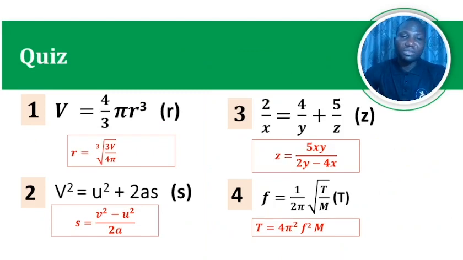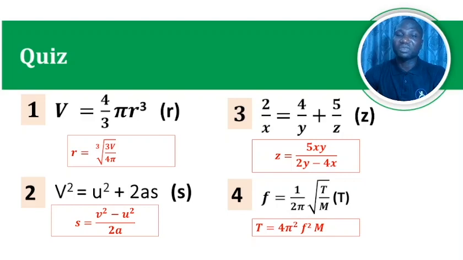For number 1, you have to make r the subject. When you are done, you should have cube root of 3v over 4 pi. For number 2, you have to make s the subject. When you are done, you should have s is equal to v squared minus u squared over 2a. For number 3, you have to make z the subject, and your answer should be 5xy over 2y minus 4x.